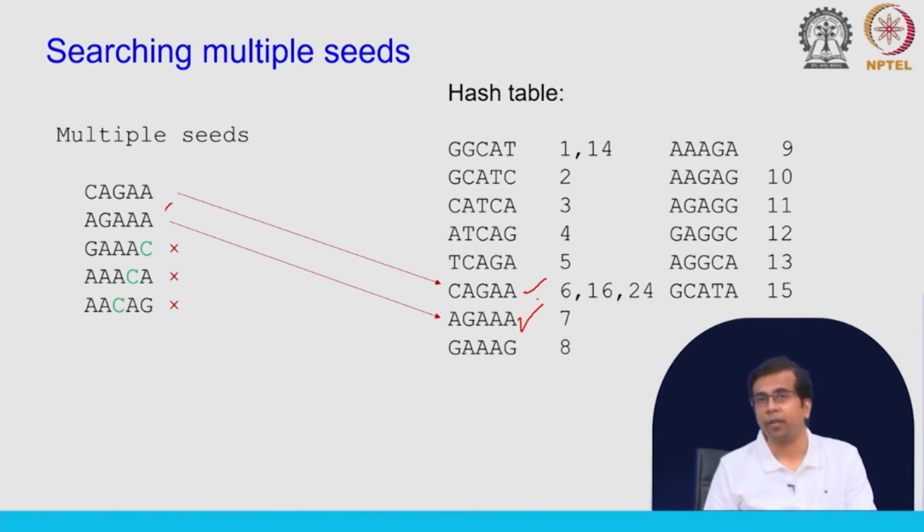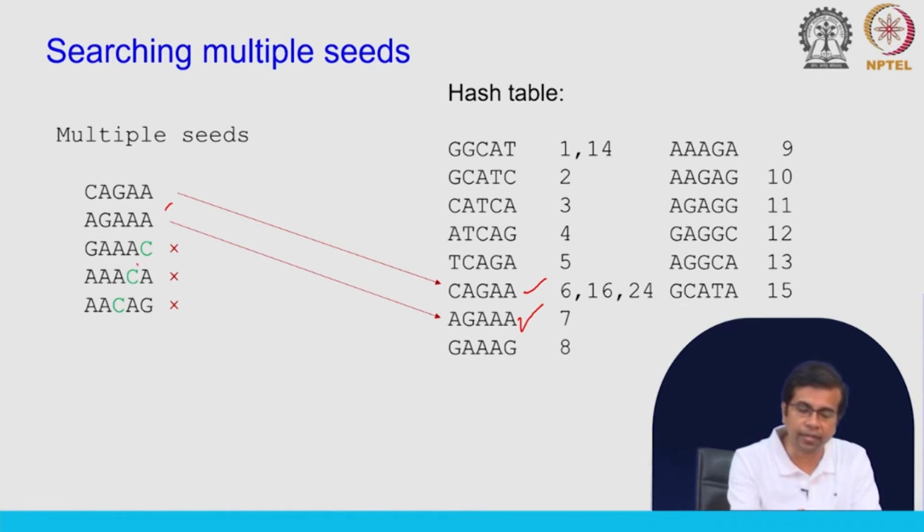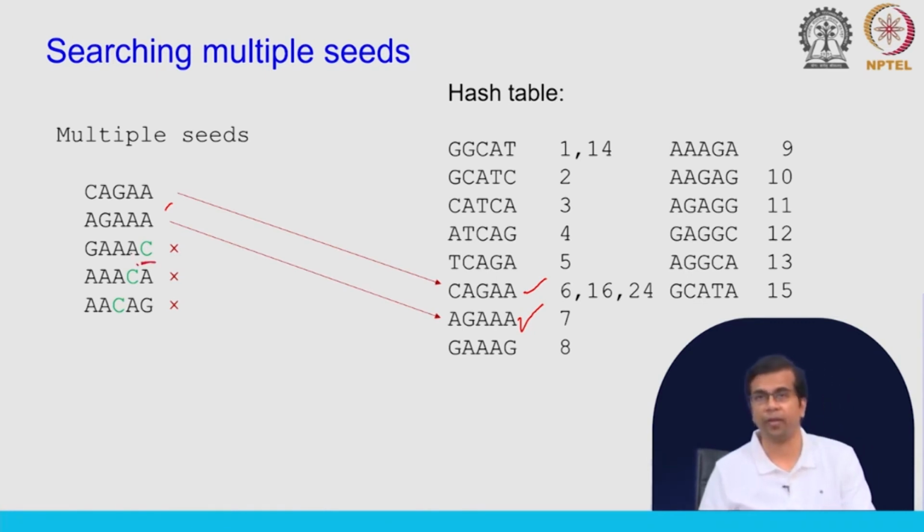But the rest of them do not match, there is no match, and I have highlighted this C base here because this is a mutation. This is a change that is in the read, it could be a mutation or a sequencing error. So, these 3 seeds are not matching, but the first 2 have matched. And the first one is matching, let us say, to these 3 positions. So, there are 3 values for this first match.